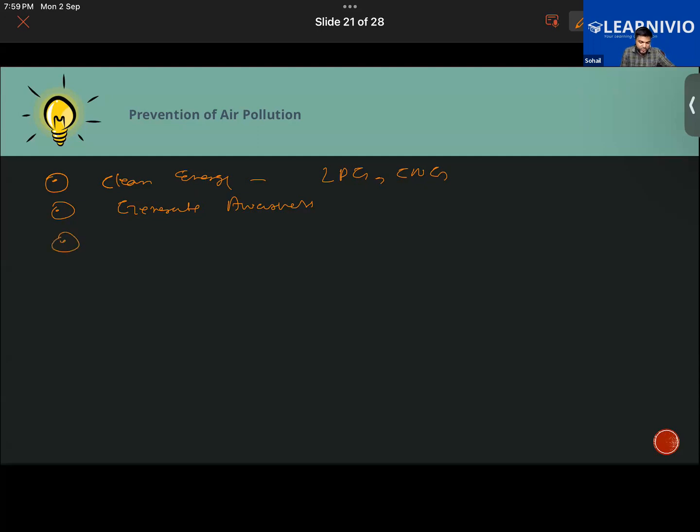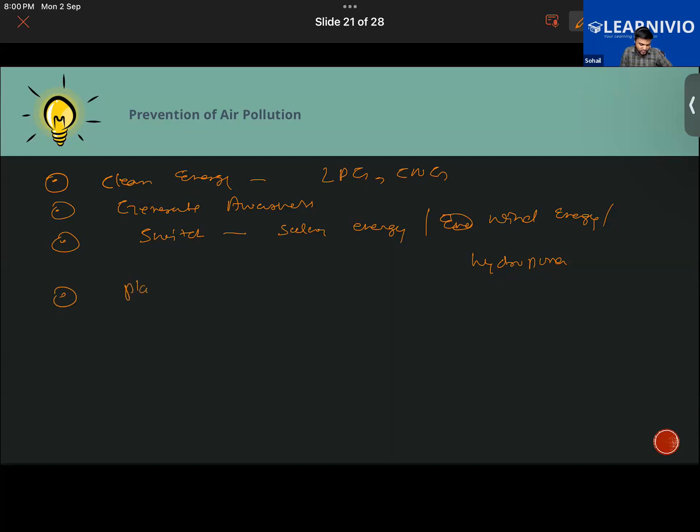We should be switching to cleaner, alternate sources of energy. Right now we should switch to solar energy. Or we can switch to wind energy, and to hydropower also. These are some of the alternative sources of energy that we should be switching to, and their usage should be increased.